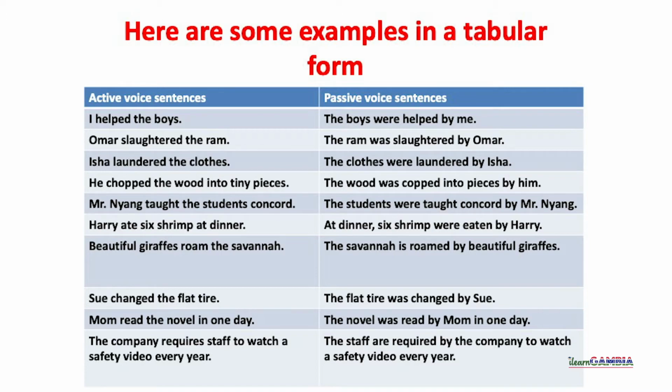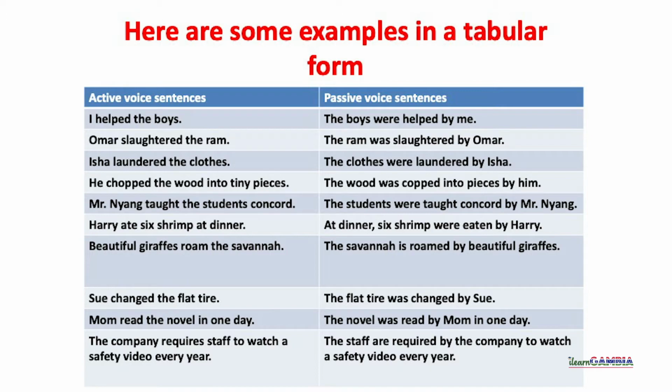The ram didn't do anything. But when you say Omar slaughtered the ram, here the subject does something. What did he do? He slaughtered. Who received the slaughter? The ram. We move on. Aisha laundered the clothes. Aisha is the subject. She did something. What did she do? She laundered. What did she launder? The clothes. So clothes become the object.